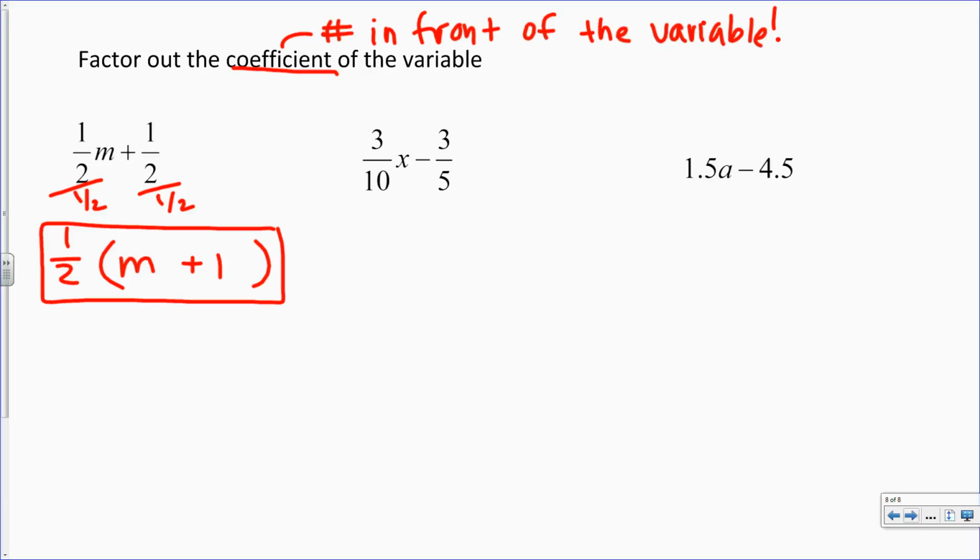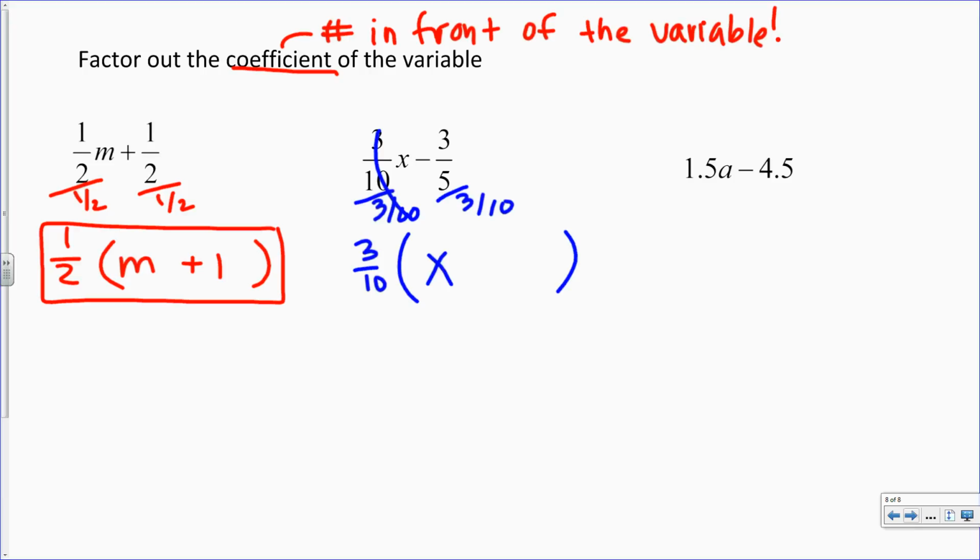What is your coefficient? It is the number in front of the variable, so it's 3/10. So you're going to divide out a 3/10 and see what's left. So you divide each of these by 3/10. Well, 3/10 divided by 3/10 is just 1. That's going to happen every time you divide out the coefficient. It will be a 1.